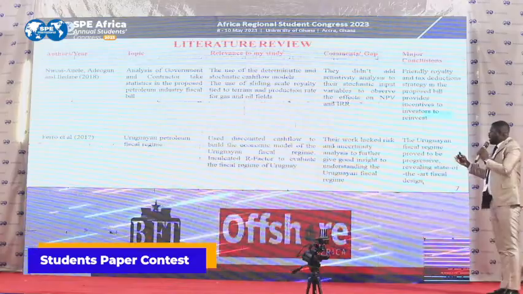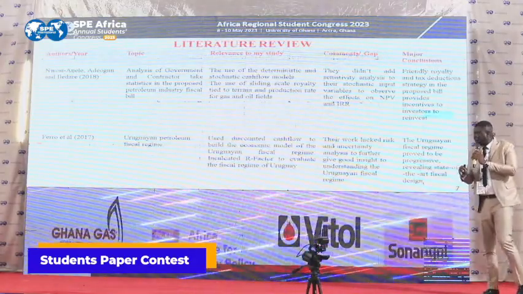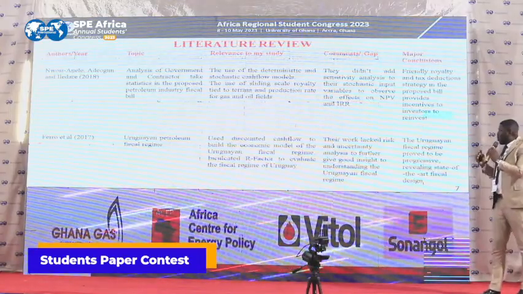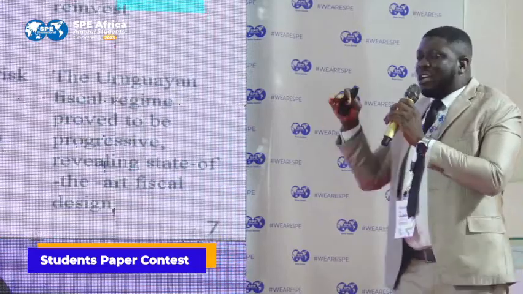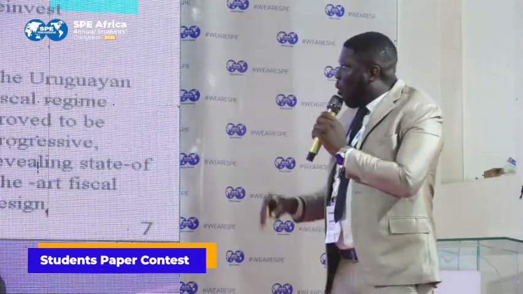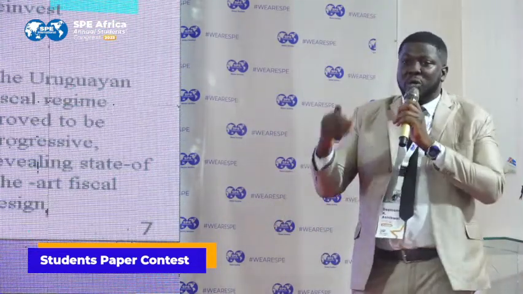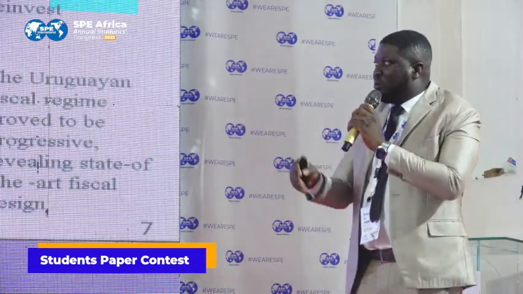Also, Ferro Inter 2017 also looked at the petroleum fiscal regime of Uruguay. In their work, they used what we call a discounted cash flow model, and they incorporated what we call an R factor, which is a profitability indicator used to evaluate fiscal regimes. But their work also lacked risk and uncertainty analysis, which could have given a good understanding of the petroleum fiscal regime of Uruguay.